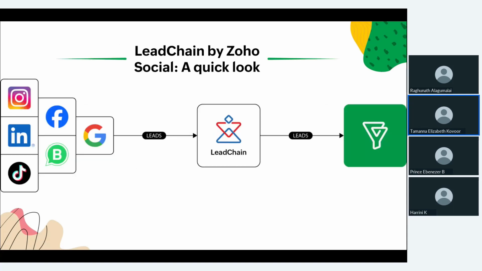Well, Bigin needs no introduction. It's a pipeline-centric CRM made for small businesses. What about LeadChain? Well, LeadChain is a tool created by Zoho. LeadChain is a lead management and lead generation tool that connects your social media ad platforms directly to your CRM.